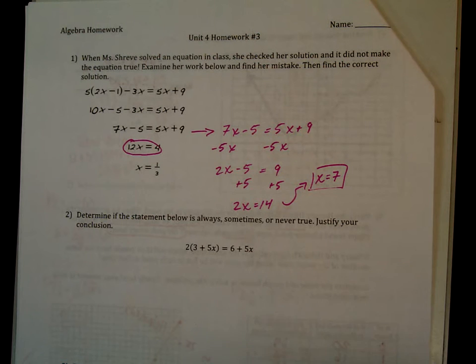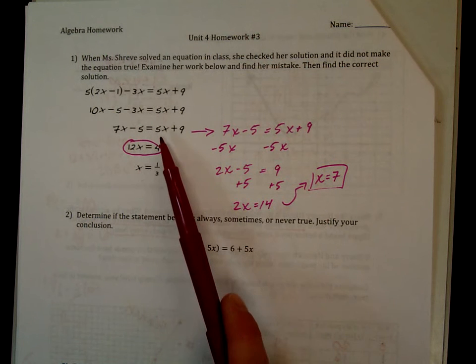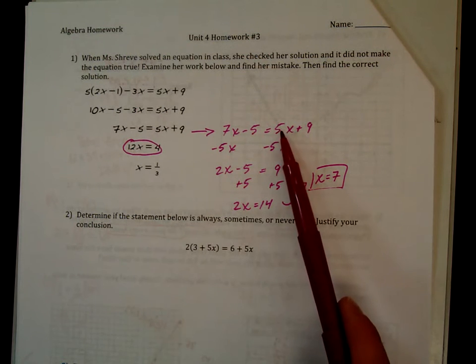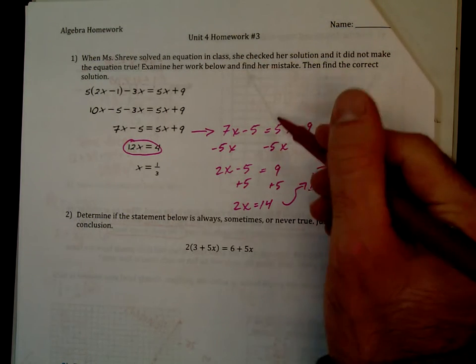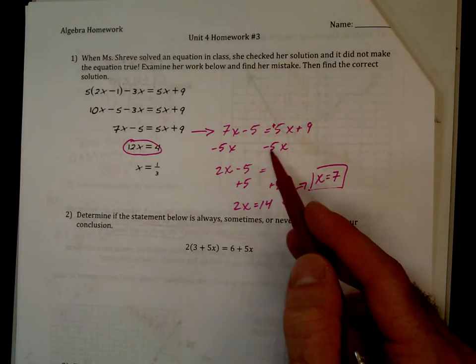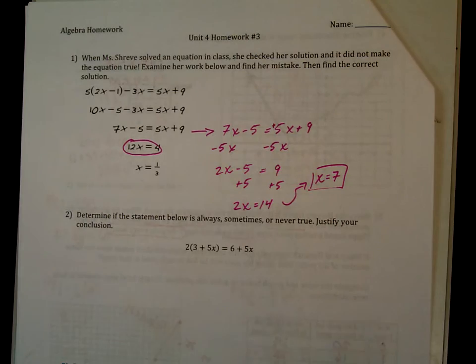Did we answer all the question? Examine the work below, find our mistake. Alright, I think we're good. So again, it seems like she thought you're supposed to add 5x to both sides, but we need to minus 5x because there's an invisible plus here. So to undo plus 5x, you got to do minus 5x. Alright, moving on.